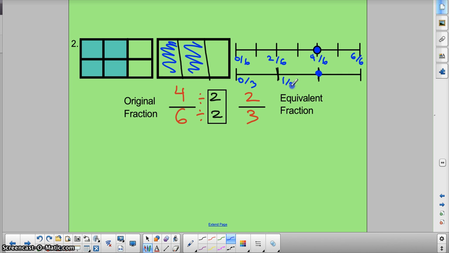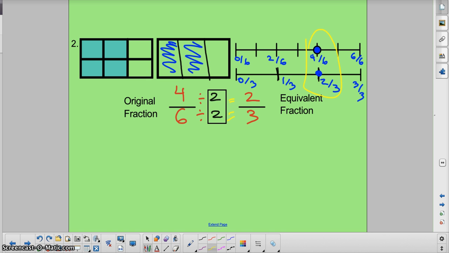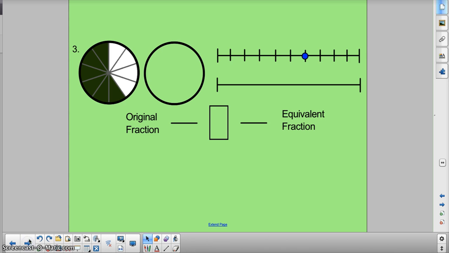0/3, 1/3, 2/3, 3/3. So every time, 4/6 is equal to 2/3. Okay, go ahead and check anything that you need. All right, if you're good, we'll go ahead and look at the next problem, number 3.